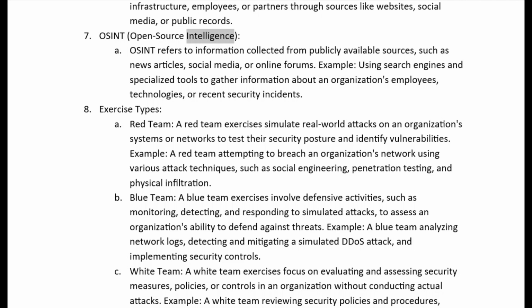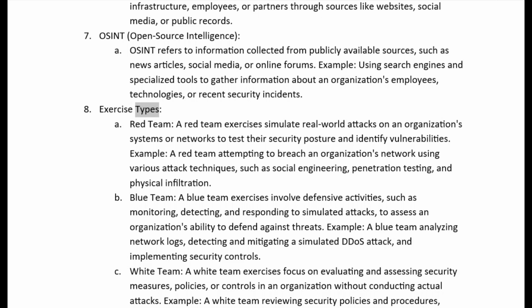OSINT, Open Source Intelligence. OSINT refers to information collected from publicly available sources, such as news articles, social media, or online forums. Example, using search engines and specialized tools to gather information about an organization's employees, technologies, or recent security incidents.